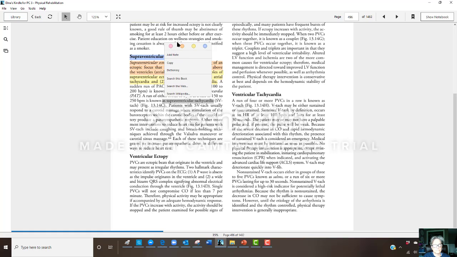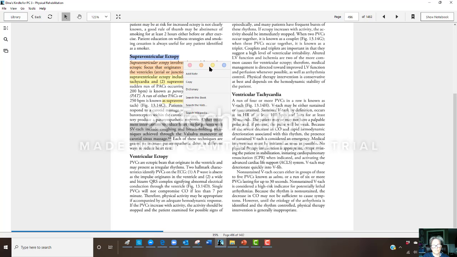Figure 13.14c. Patients with SVT usually respond to a carotid massage, where stimulation of the baroreceptors within the carotid bodies of the carotid artery produces a parasympathetic response. Other treatment interventions to reduce heart rate for patients with SVT include coughing and breath-holding techniques achieved through the Valsalva maneuver or carotid sinus massage. All of these techniques are geared to increase parasympathetic drive in different ways to reduce heart rate.